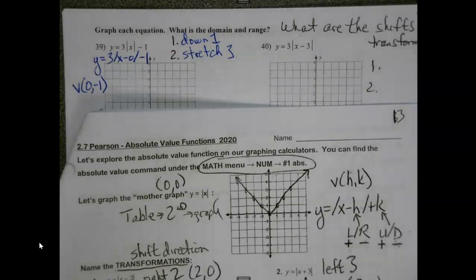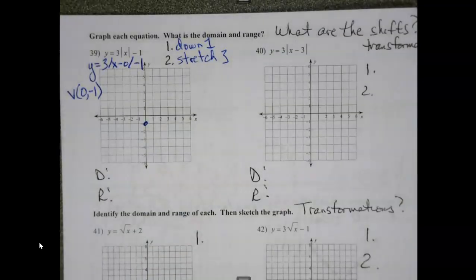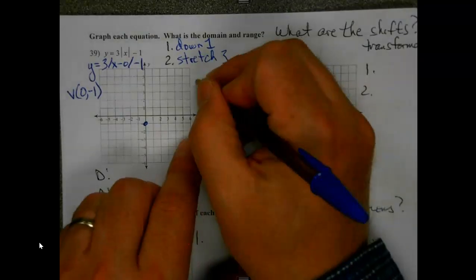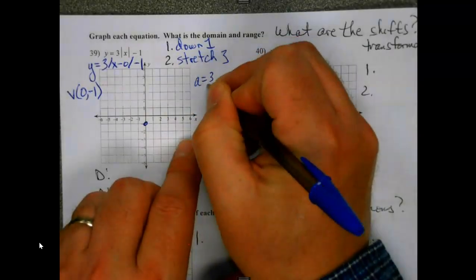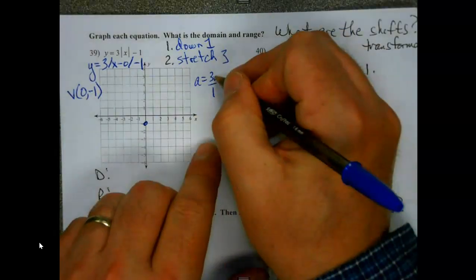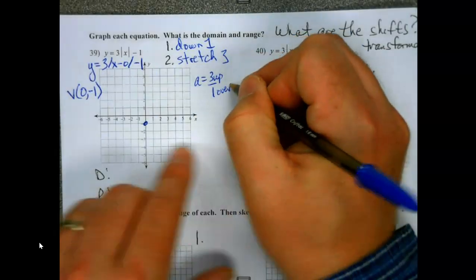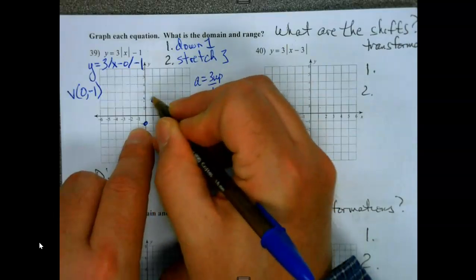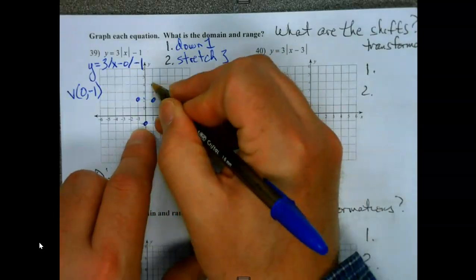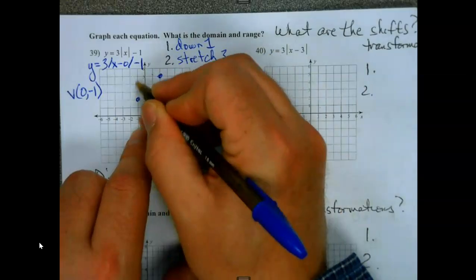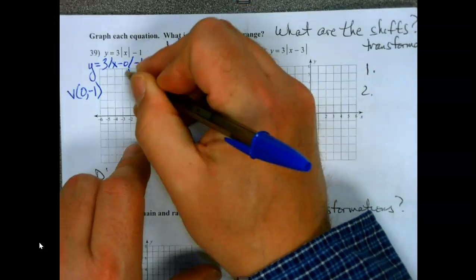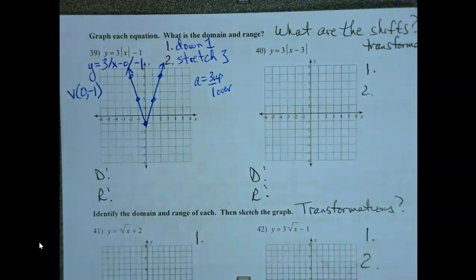So how does that help me? When I go to graph this, if I don't want to use the calculator, and I'll show you how still, since my a value is 3, or 3 over 1, I'm going to go up 3 from the dot, 1, 2, 3, and over 1 both ways. 1, 2, 3, 1, 2, 3, and over 1. So you'll notice my v is skinnier on this one than it was on the last one that we did.